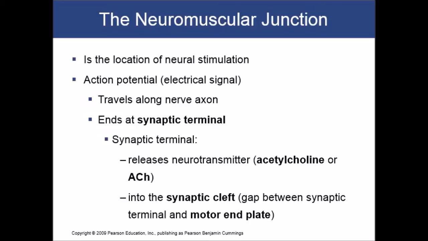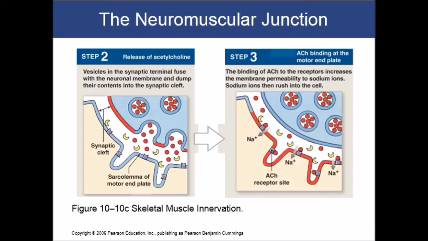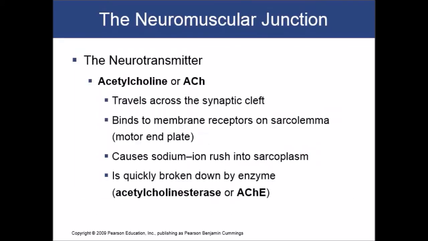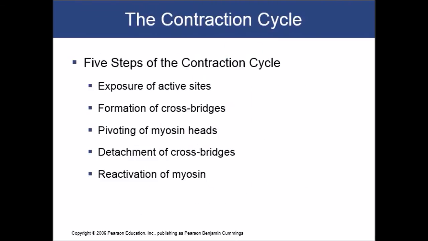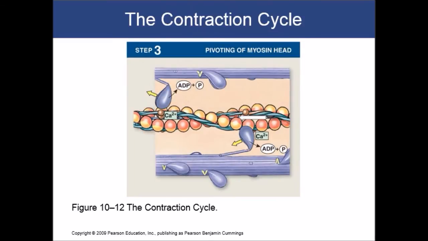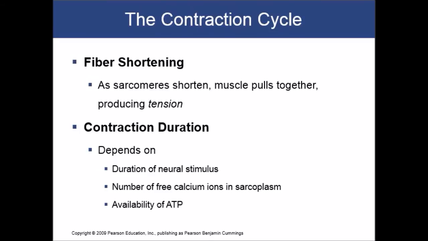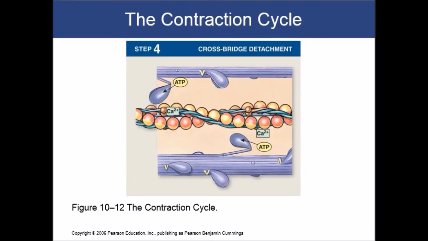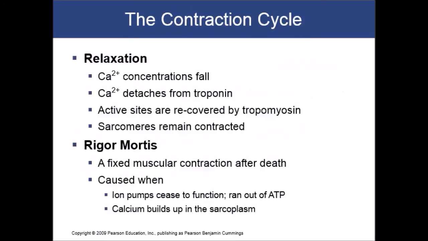These are the 5 steps to contraction. It's important: exposure of active sites, cross-bridging, pivoting, detach, reactivation. Factors that determine the duration are the duration of stimulus, the amount of calcium, and ATP. How does the relaxation occur? Important. And what's rigor mortis? Important.